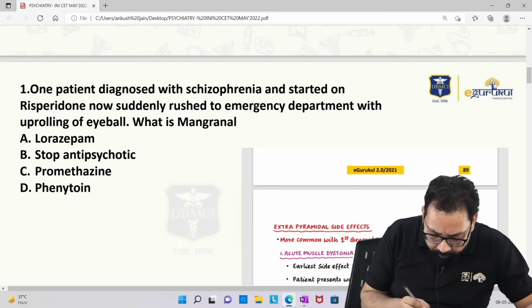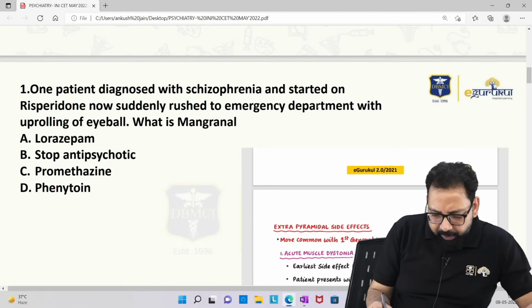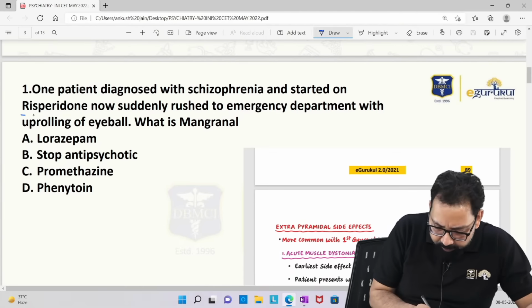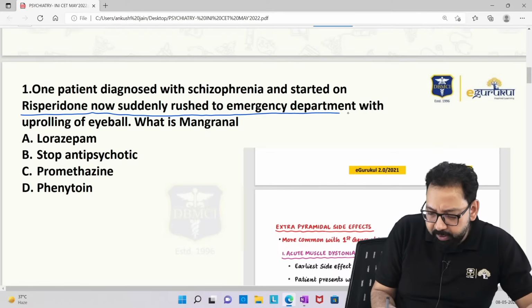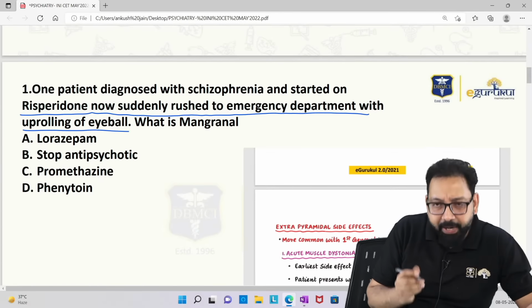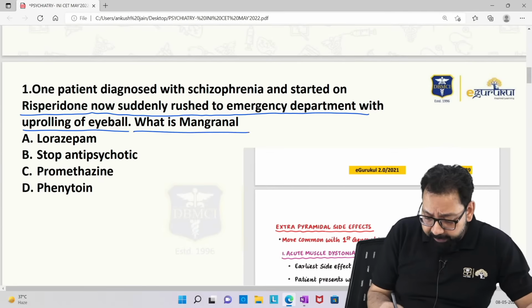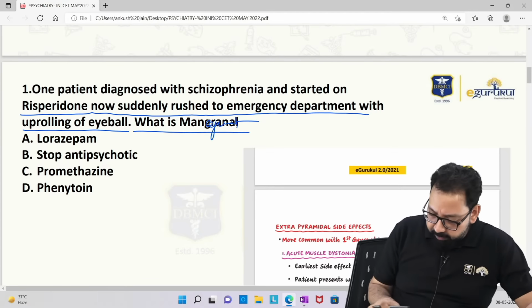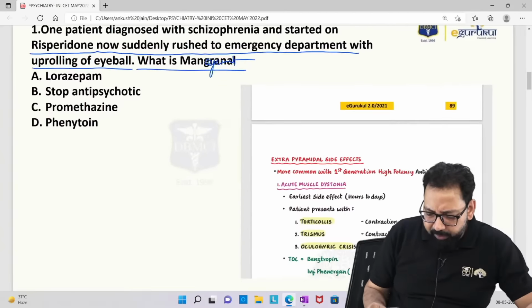One patient diagnosed with schizophrenia started on risperidone. This was for sure, risperidone was there. And now suddenly rushed to the emergency department with uprolling of eyeball. What is the management? Yes, this is a very frequently asked question.